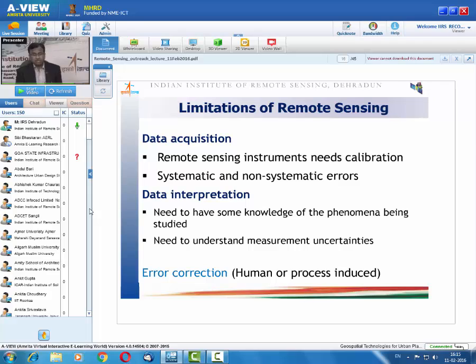When utilizing remote sensing data, we require some knowledge or skill of the interpreter. Also, any measurement you do has some uncertainty, and these uncertainties may be known or unknown, and they may all lead to some inaccuracy, because any measurement has an inherent accuracy characteristic. So all these errors, whether human or process induced, need some kind of correction.